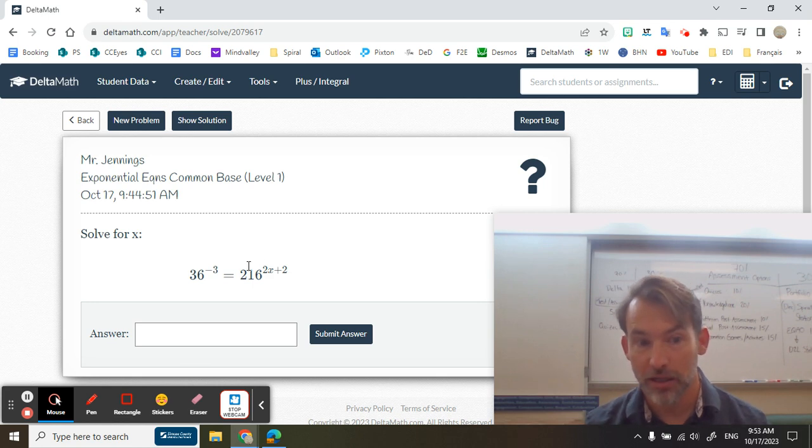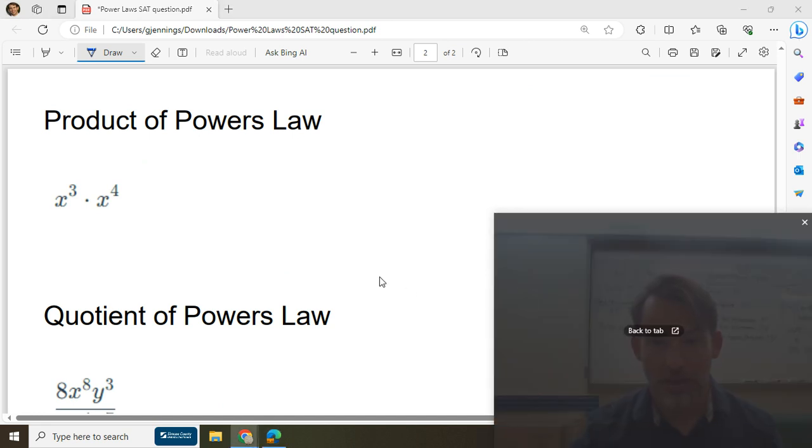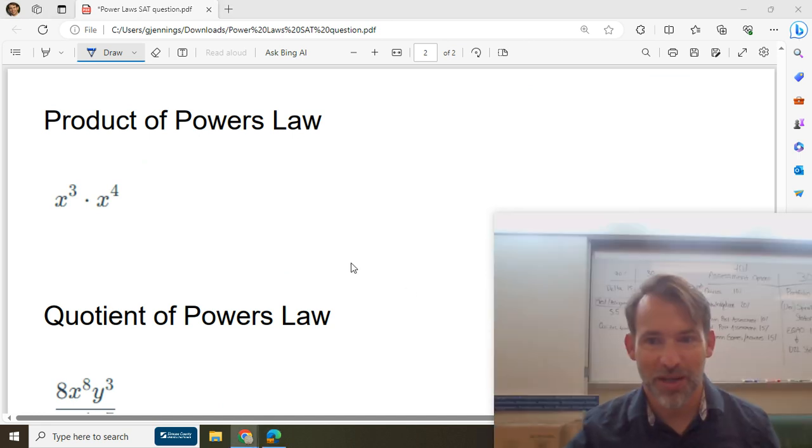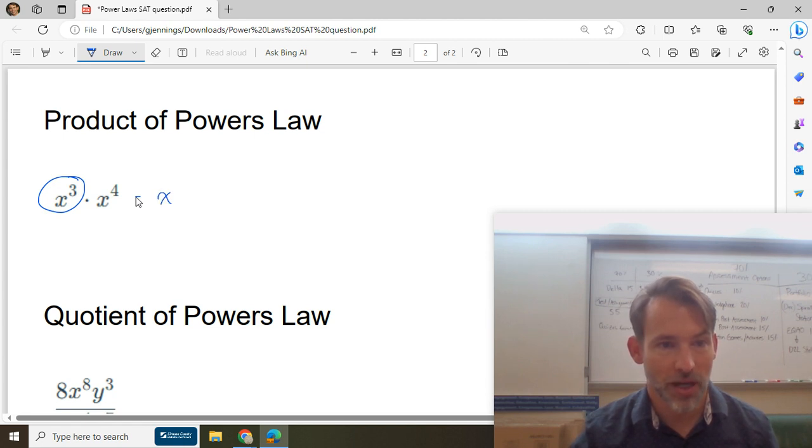This is an online set of math problems that I use with my students so that they can be building these basics and getting the practice that they need. Anyway, the product of powers law goes like this. If I have x to the 3 multiplied by x to the 4, this one here is like saying, please take 3 copies of x and multiply them. That's x to the 3, or x cubed, and then multiply that by 4 more copies of x. That's x to the 4.